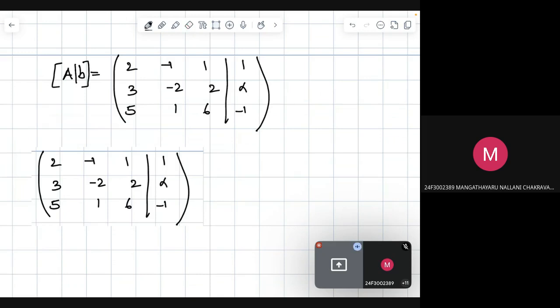So let's take. Oh, it's not getting erased for some reason. Anyway, I'll just cancel it and write it.